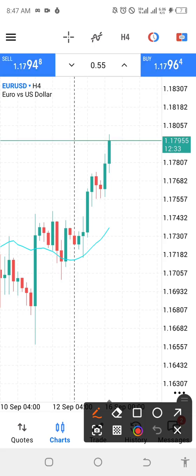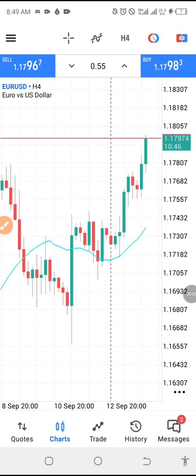This is a beginner series, and I'm taking you on a different topic today. Today, we are looking at the types of orders in the forex market. Different brokers have different order types, but we are going to focus on the most common order types that you're going to see in your day-to-day trading.